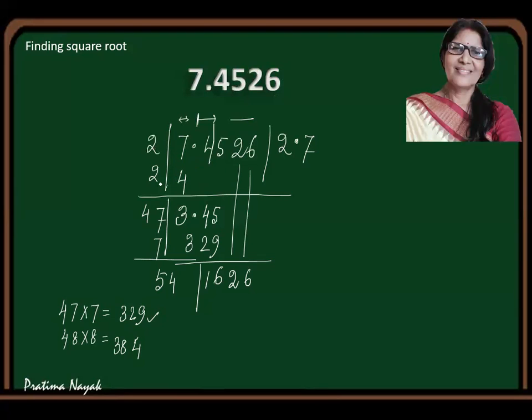2 times 4. 2 plus 2, 4. Then 7, 745. 7 minus 4 is 3, 345. Then 47 into 7. Right? 3 to 9. If I subtract, it will be 15 minus 9, 6. Then 4 minus 2, 3 minus 2 is 1. Then 2, 6 will come down.